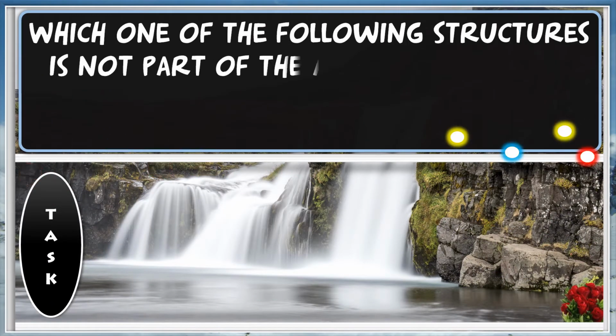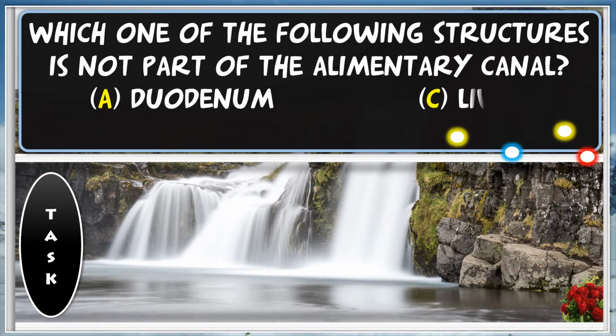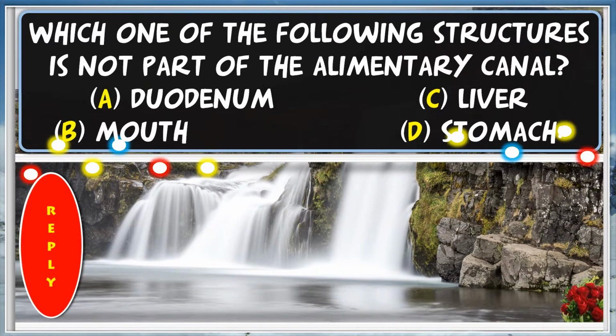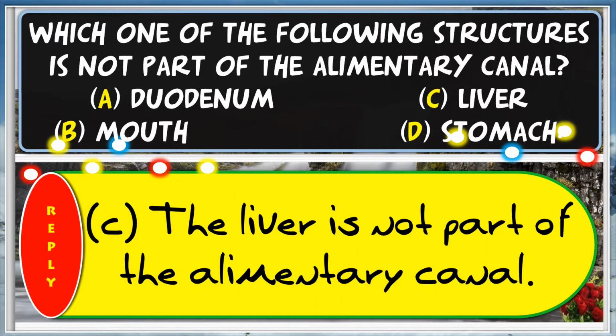Which one of the following structures is not part of the alimentary canal? A. Duodenum. B. Mouth. C. Liver. D. Stomach. It is C. The liver is not part of the alimentary canal.